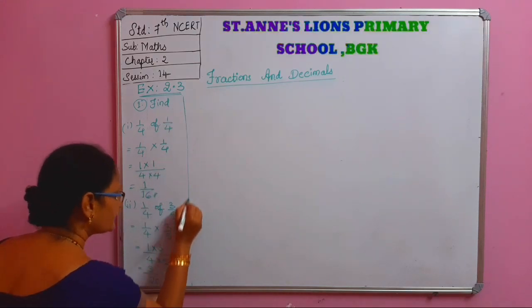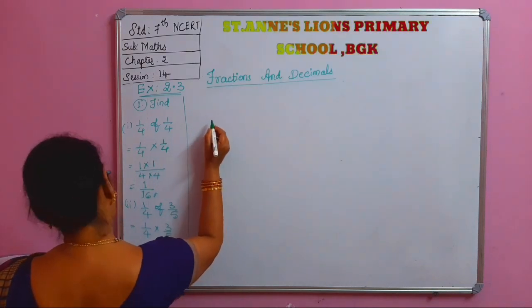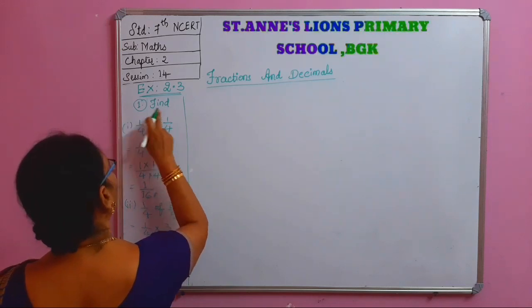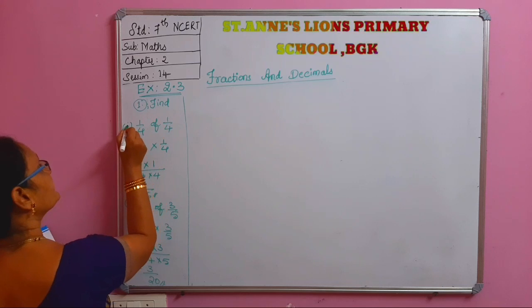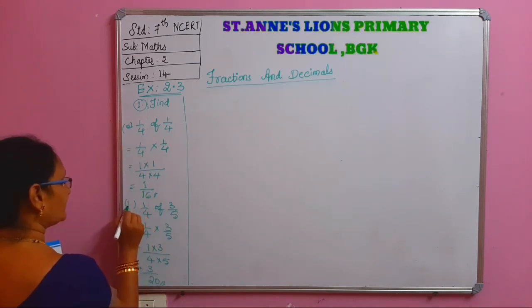Then next, 1 by 4 of, in the first main question, in the first only, this is A. You should not get confused about the numbering.